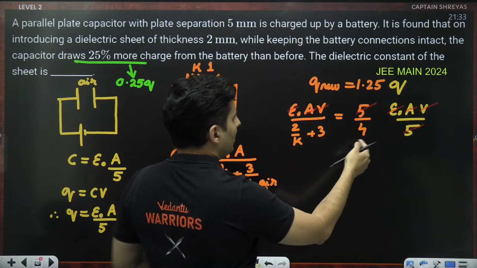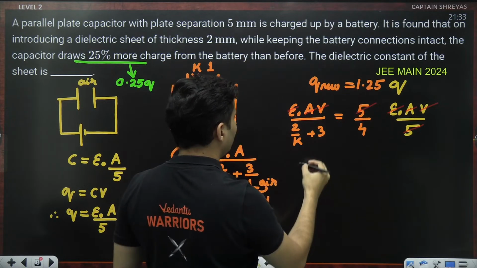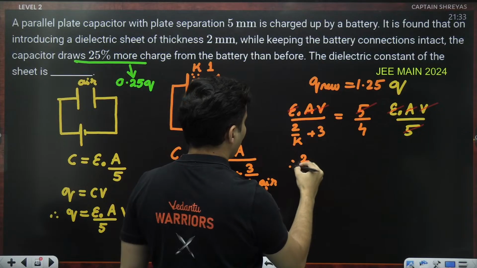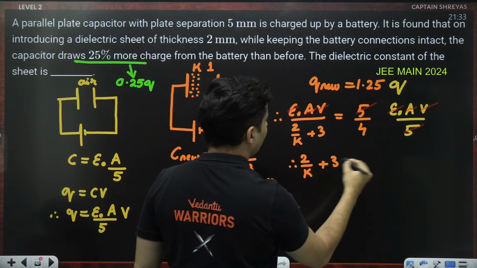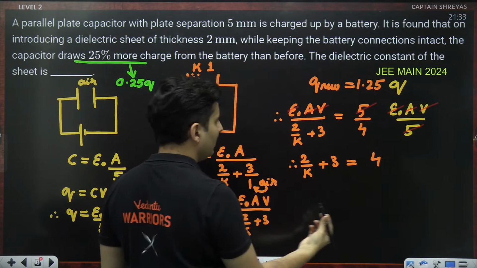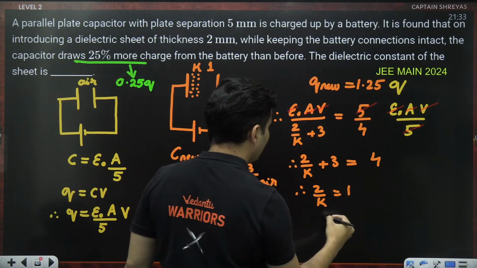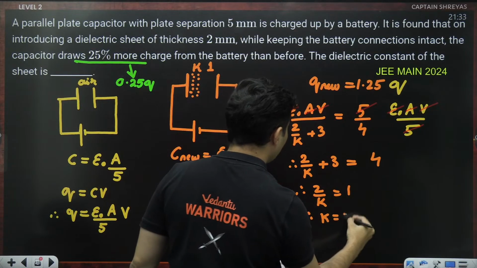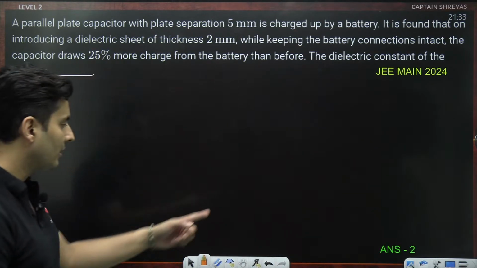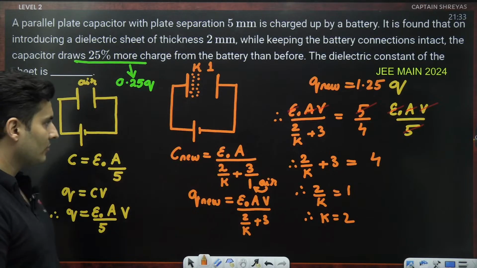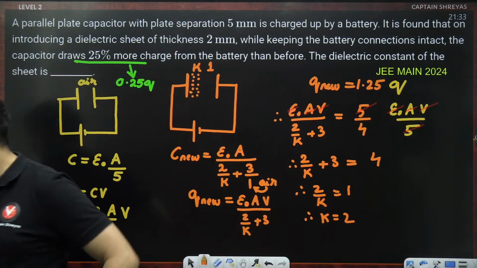Okay. Bring everything in the numerator. So 2 by K plus 3 is equal to 4, I believe. Yes. Take it on the other side. 2 by K is equal to 1. So therefore, K is equal to 2. That should be the dielectric constant, which is the answer. Yes. Yeah, there you go.